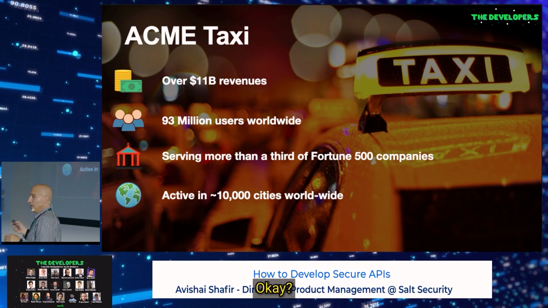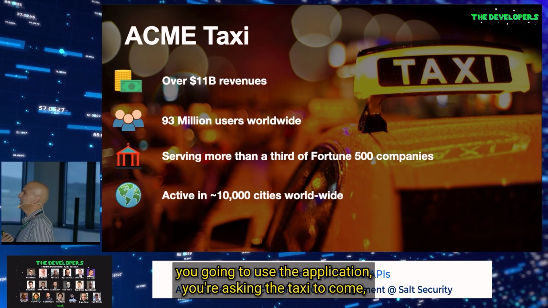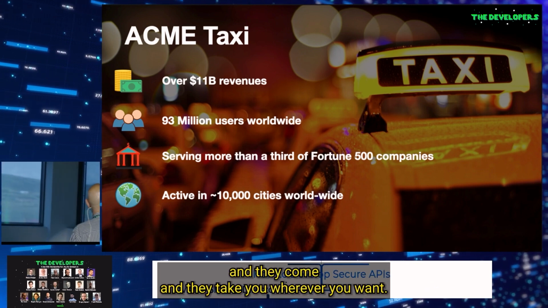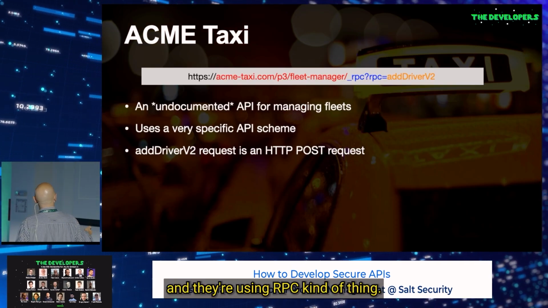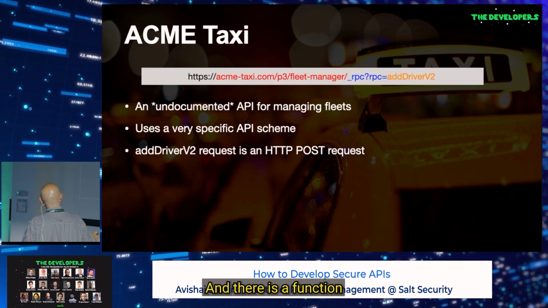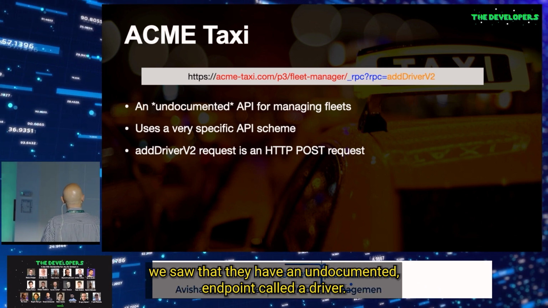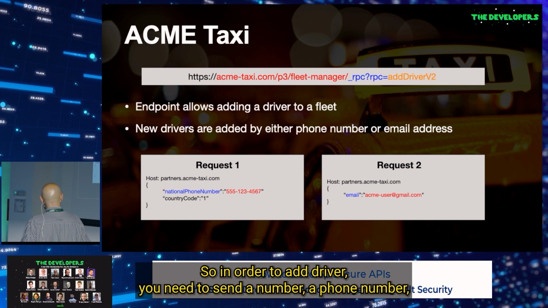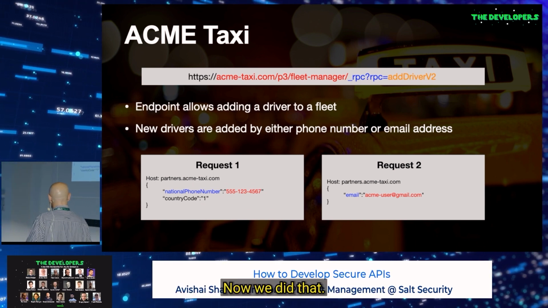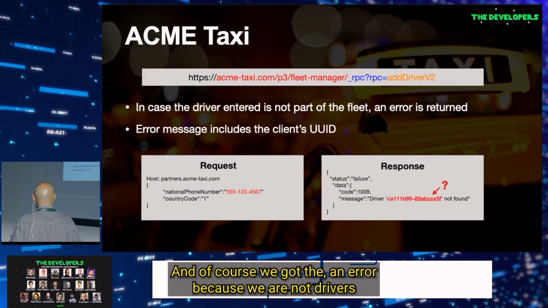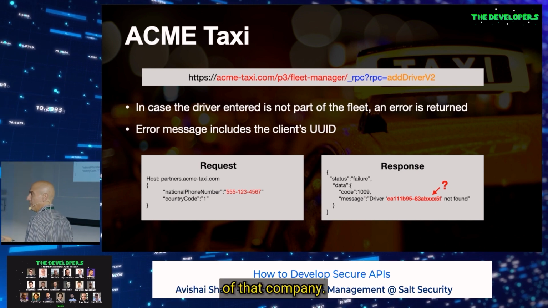This is a taxi company, okay? Today, when you want a taxi, you go to the application, you ask the taxi to come, and they come, and they take you wherever you want. Quite a big one, okay? And they're using an RPC kind of thing. And we saw that they have an undocumented endpoint called add driver, okay? In order to add a driver, you need to send a phone number, or you can send an email. Now, we did that, and of course, we got an error because we are not drivers of that company.